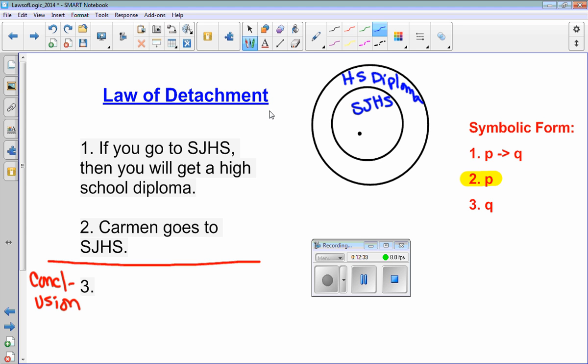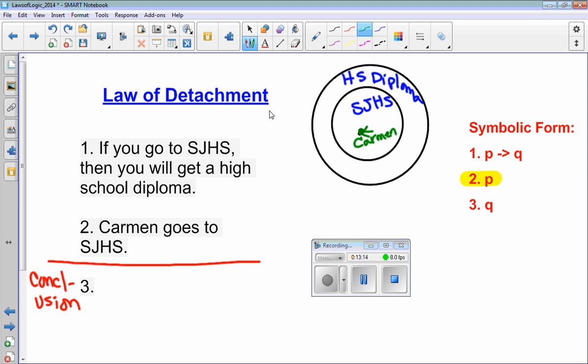So I've drawn a Venn diagram that represents the first statement. If you go to SJHS, then you'll get a high school diploma. Now I'm going to go ahead and look at the second statement. Carmen goes to SJHS. Carmen is the dot. Okay? So this is Carmen right here. Notice where Carmen is. Carmen is on the inside of SJHS, isn't she? Because that's what I said. Carmen goes to SJHS. She's on the inside of that circle. There she is, right here.